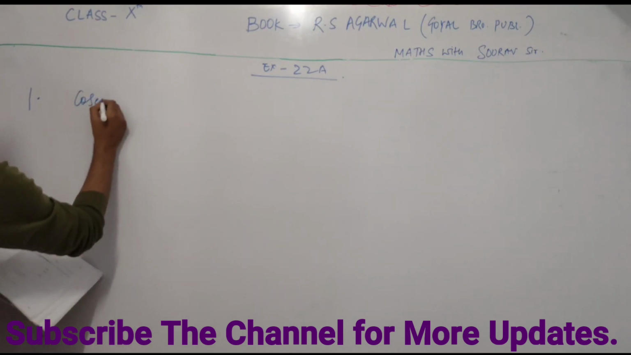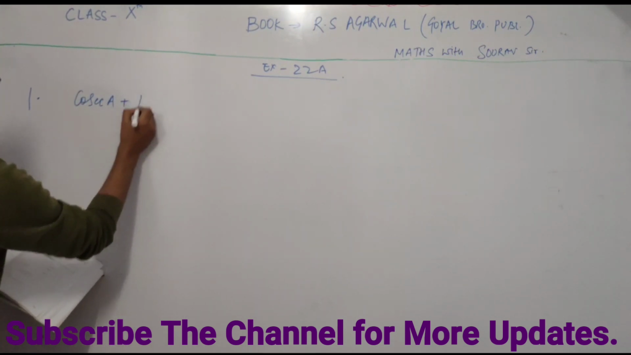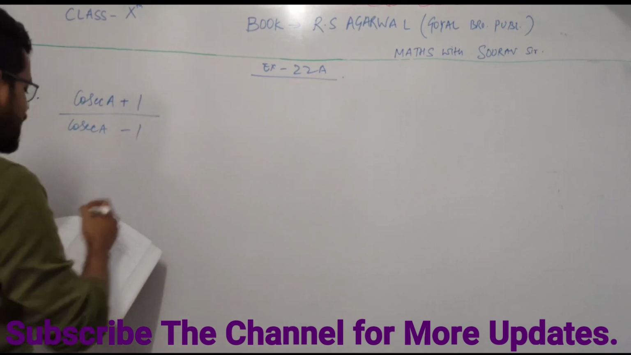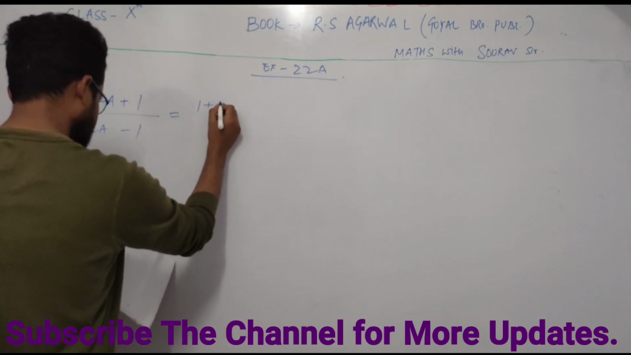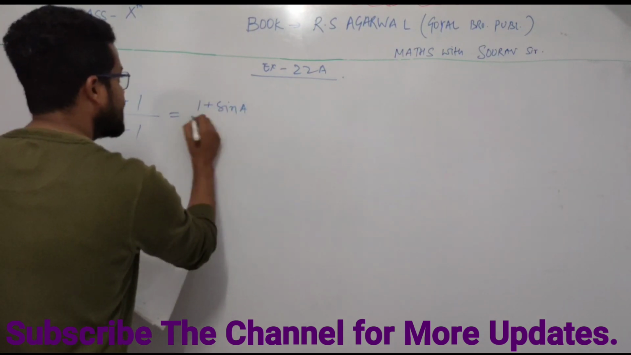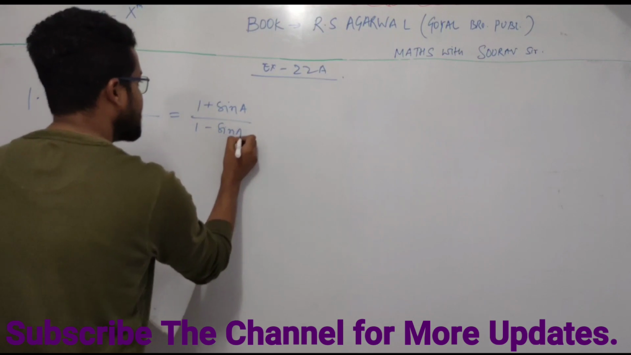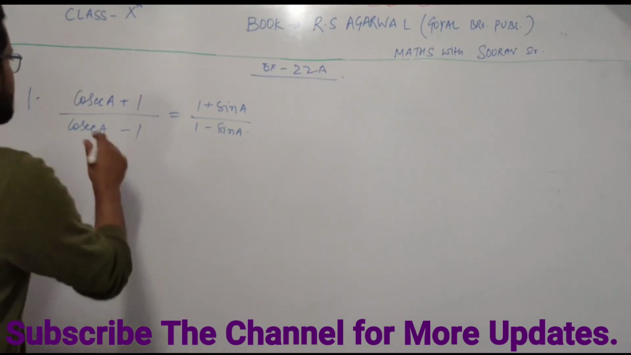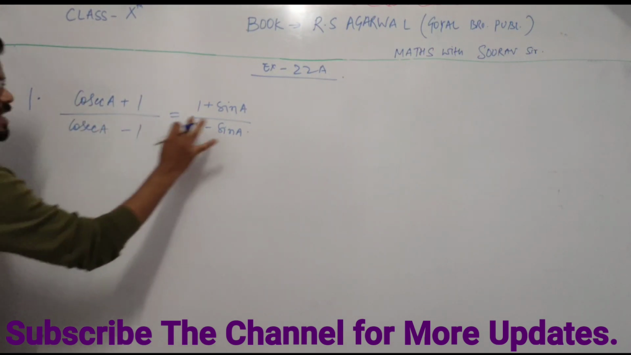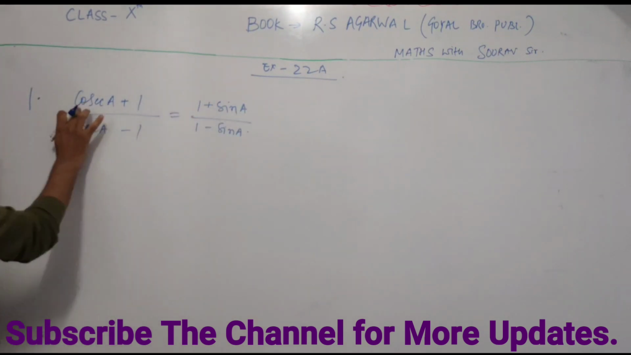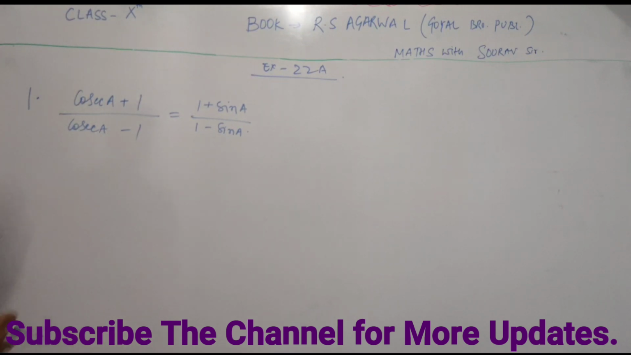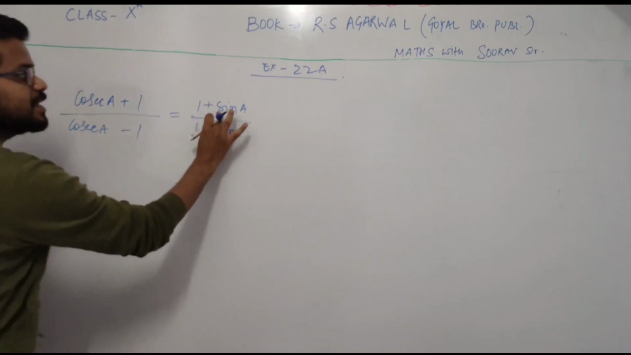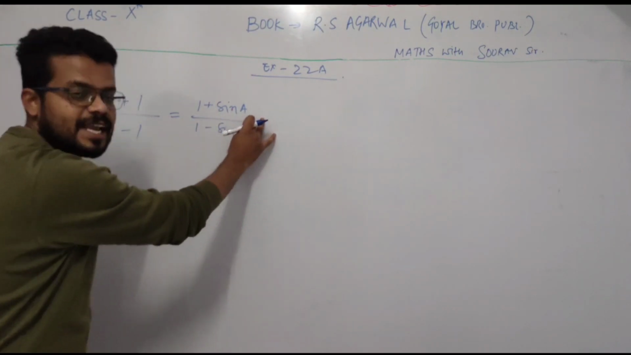Now the first one is cosec a plus 1 upon cosec a minus 1, and we have to prove this equal to 1 plus sin a upon 1 minus sin a. This is the first question. Here, this is cosec a and this is sin a. So how do we proceed? Firstly, we convert this cosec a into sin a, because we have to prove it in terms of sine.